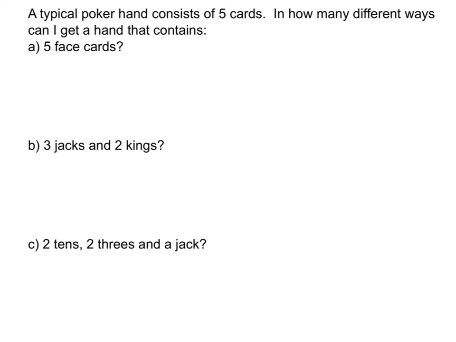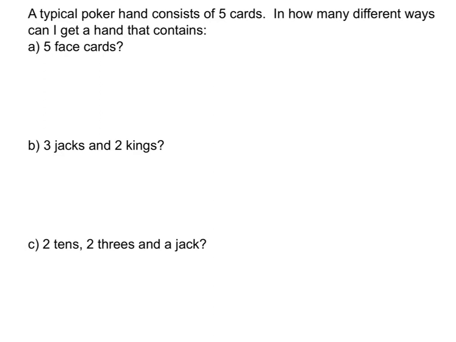So this problem is asking us about a typical poker hand which consists of 5 cards. And it wants to know in how many different ways can I get a hand that contains 5 face cards, 3 jacks and 2 kings, and 2 tens, 2 threes, and a jack. So obviously you have to know something about the way a deck of cards looks in order to answer this question. Let's assume that you do, and let's talk about the hand containing 5 face cards.